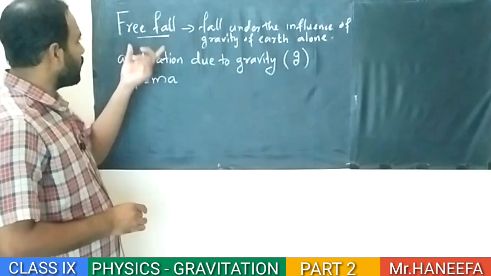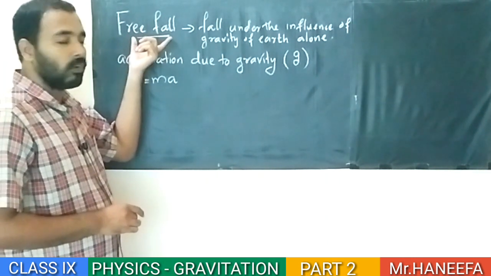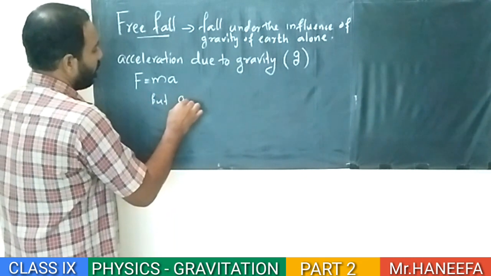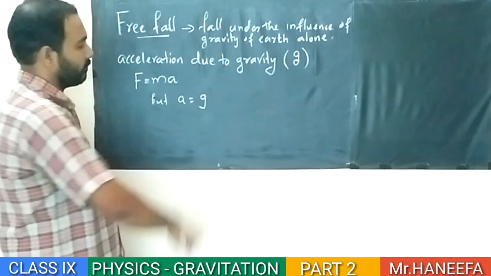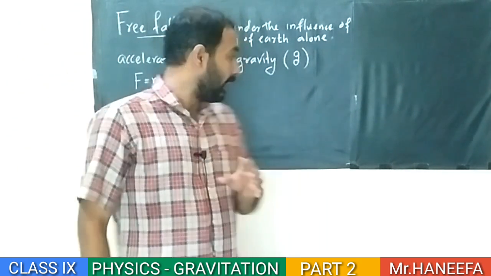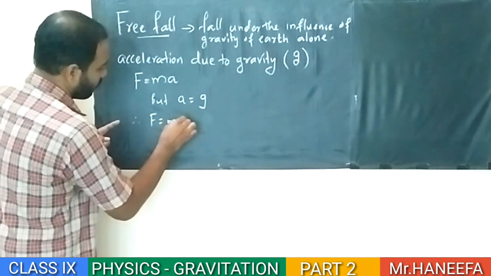Then in the case of free fall, a equal to g. In the case of free fall, we can write F equal to mg.